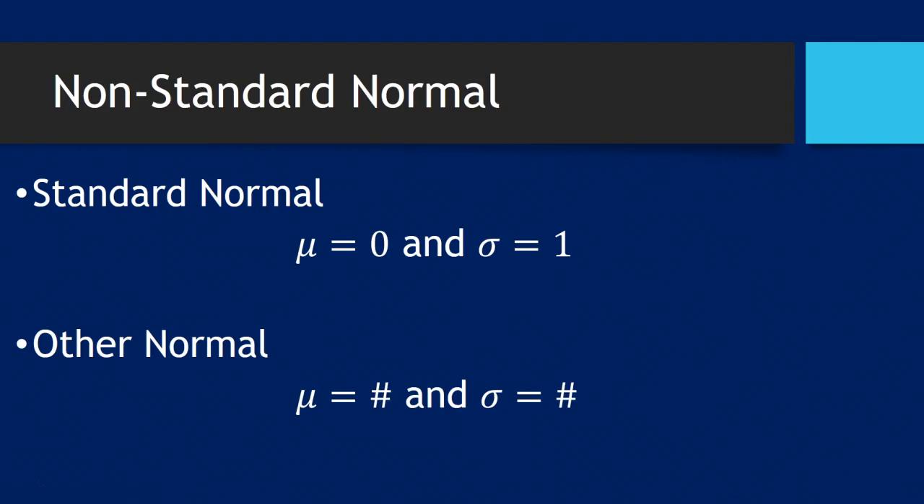Now what we're going to do is transition to other types of normal distributions and basically do the same two problems, but with other types of normal distributions. Other normal distributions are pretty straightforward. We just have a different mean and different standard deviation.